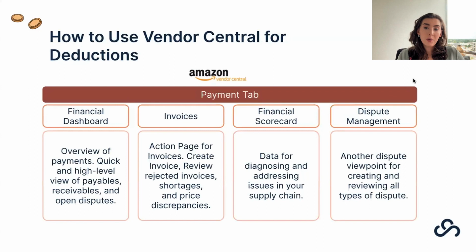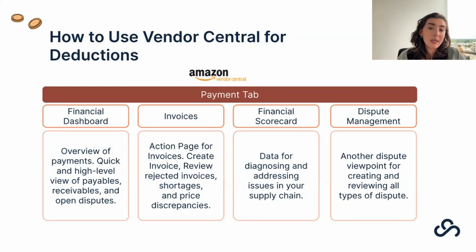All right. So Vendor Central has a lot of tabs and things you can click through, and it can be helpful to see all the information that's listed, but also it can be difficult to find. So this is an easy reference for the different options under the payment tab, which is where you'll do most of your disputing and work related to deductions. So that first one is the financial dashboard. That's an overview of payments. It's a really quick, high-level view of payables, receivables, open disputes. This is where I would start if I was talking with a director, trying to understand the full picture of what my disputes look like at Amazon.